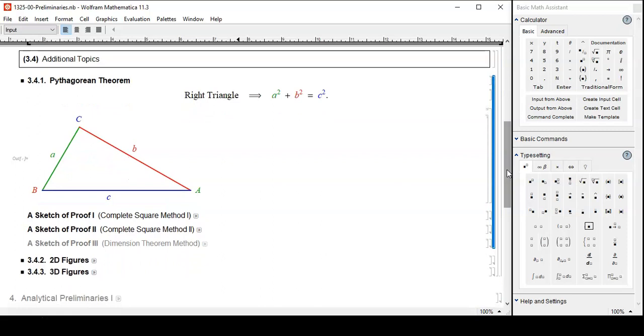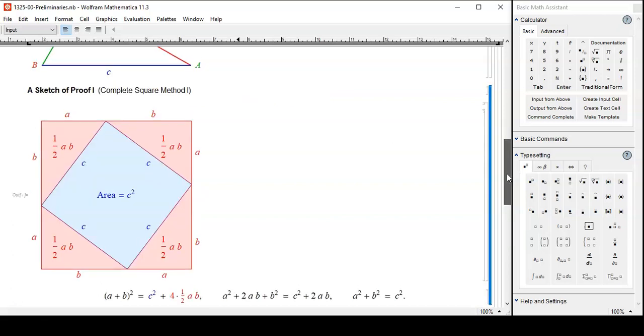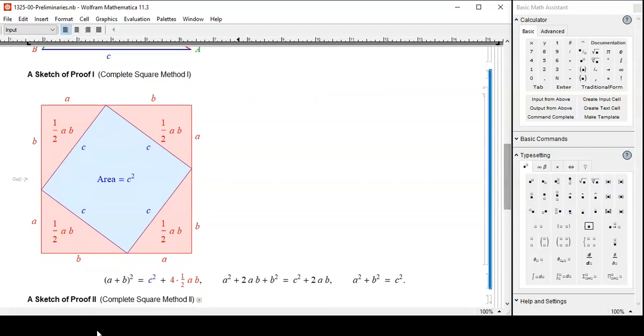So whenever you have a right triangle, the hypotenuse squared is the sum of the squares of the other two sides. a squared plus b squared is c squared, as you can see. That's a right angle. Let's talk about the proof briefly. Okay, sketch of proof. Here's one method using the complete square formula. Anybody remember this?